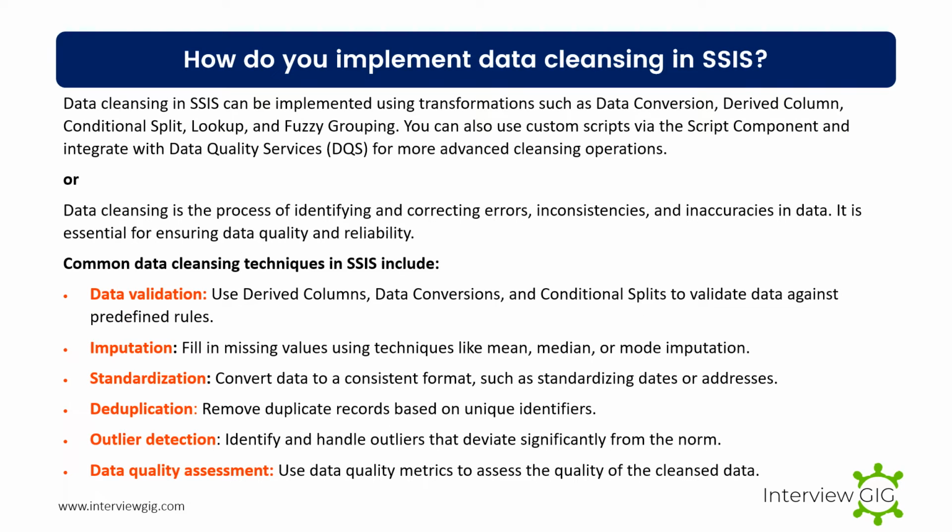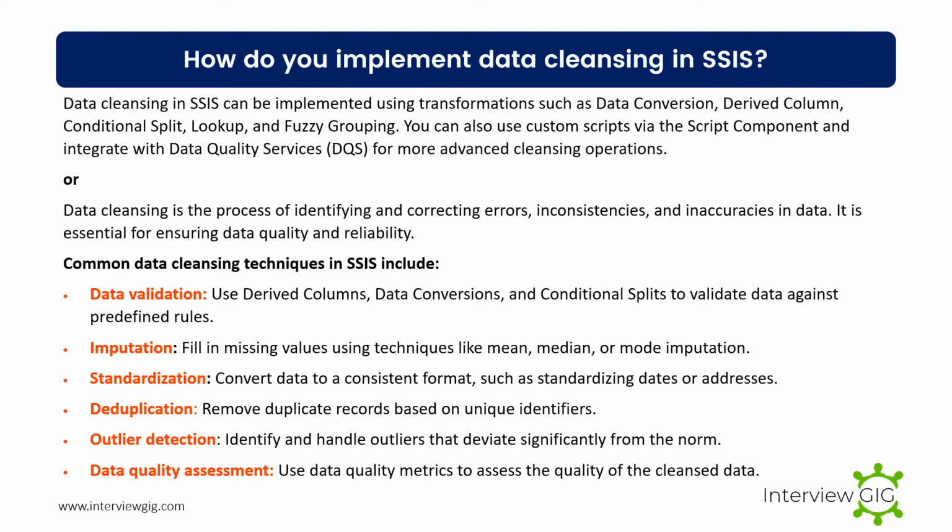How do you implement data cleansing in SSIS? Sample answer: data cleansing in SSIS can be implemented using transformations such as data conversion, derived column, conditional split, lookup, and fuzzy grouping. You can also use custom scripts via the script component and integrate with data quality services for more advanced cleansing operations. Or, data cleansing is the process of identifying and correcting errors, inconsistencies, and inaccuracies in data. It is essential for ensuring data quality and reliability.